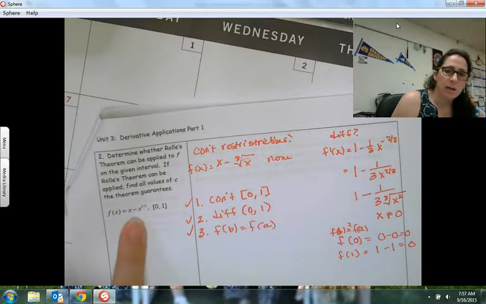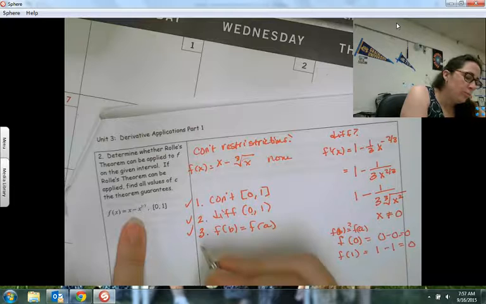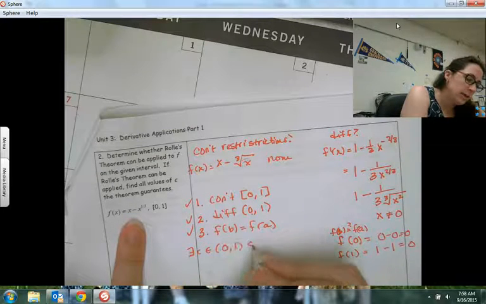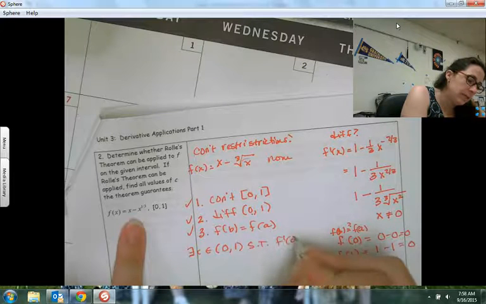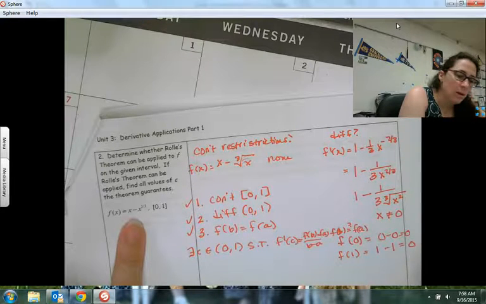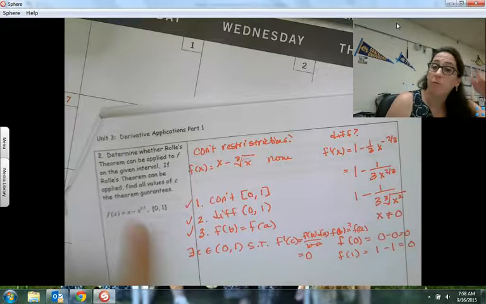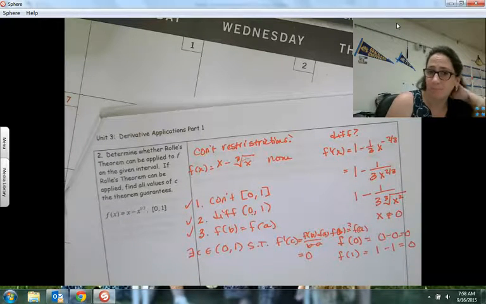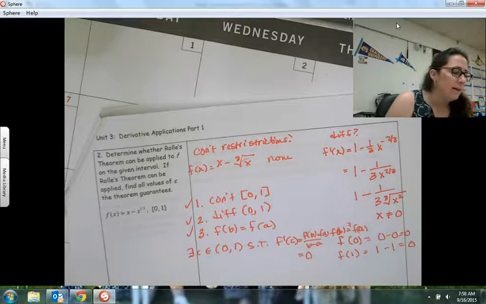So then I know that there exists some c. So there exists a c belonging to (0, 1) such that f prime of c equals f of b minus f of a over b minus a. But since f of b and f of a are equal, I know that that's going to be f prime of c equals 0. And now it says, hey, find all those values.